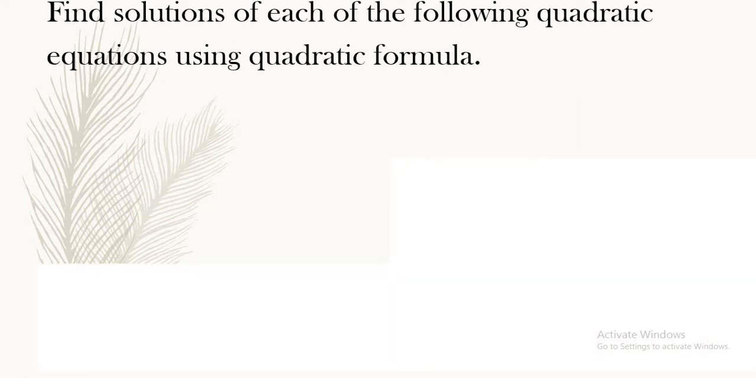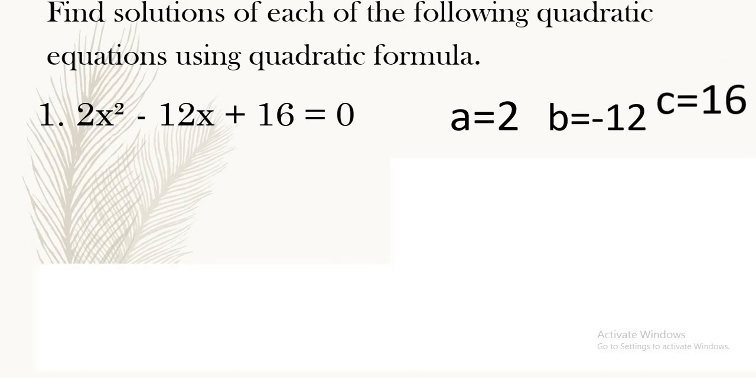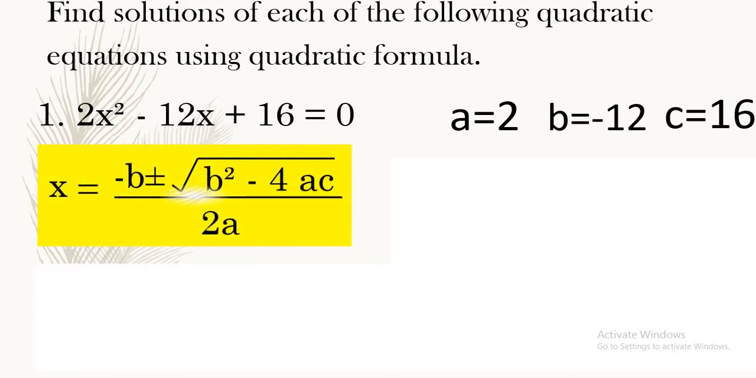Find solutions of each of the following quadratic equations using the quadratic formula. This is our second example: 2x squared minus 12x plus 16 is equal to 0. The first part is to find the values of a, b, and c. So our a is 2, our b is negative 12, and our c is positive 16. Then write down the quadratic formula: x is equal to negative b plus or minus the square root of b squared minus 4ac divided by 2a.